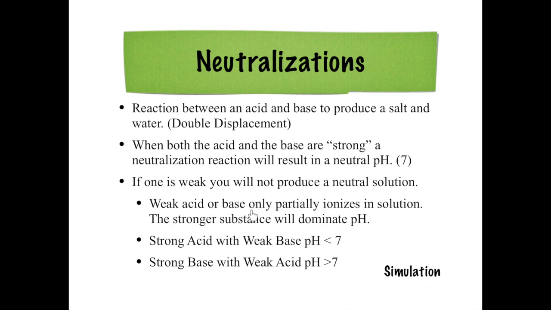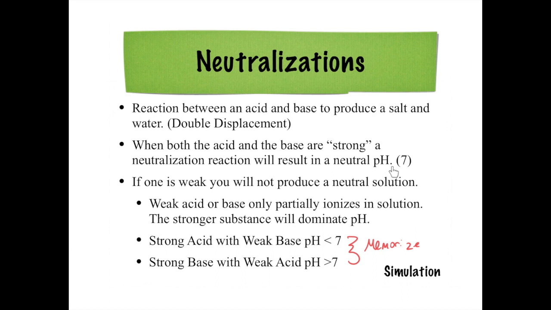A weak acid or base only partially ionizes in solution. The stronger substance will dominate the pH. So if you have a stronger acid and a weak base, the pH will be less than 7. And if you have a stronger base with a weak acid, then the pH will be above 7. And you're going to have to be able to memorize what happens with the strong and weak combinations. So make sure that you make some flashcards or study this slide pretty carefully.